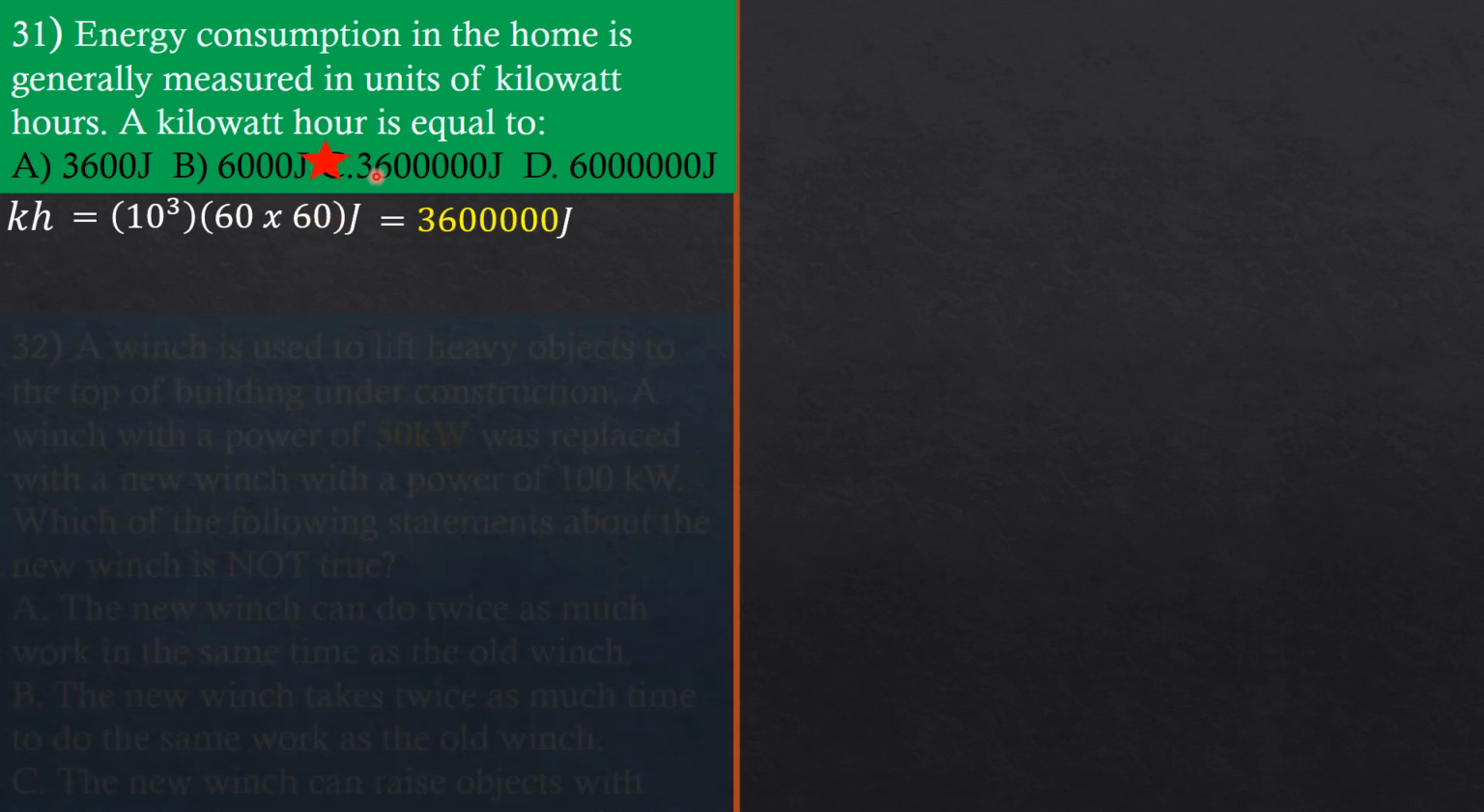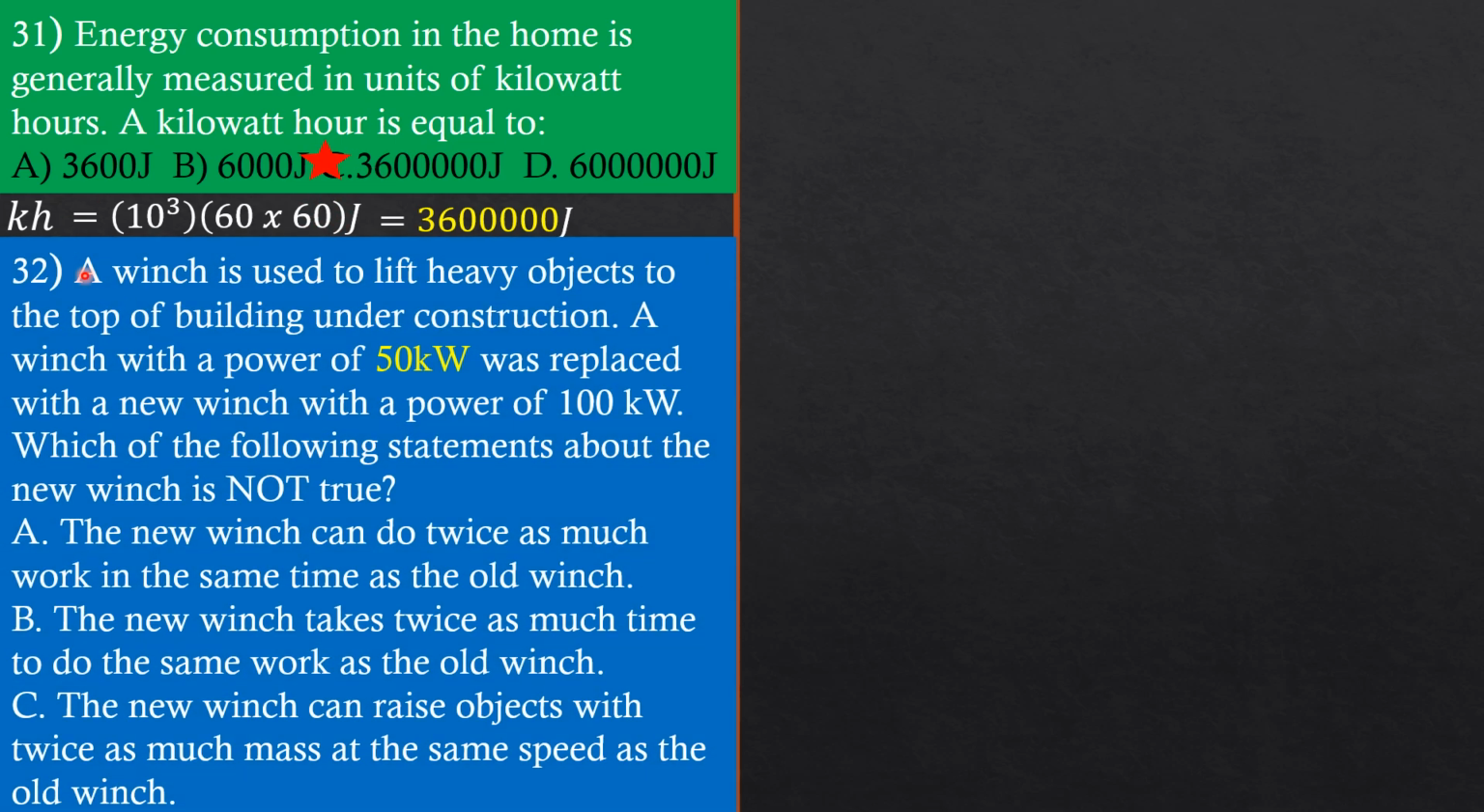Okay. Question 32, guys, says that a winch is used to lift heavy objects to the top of a building under construction. A winch with a power of 50 kilowatts was replaced with a new winch with a power of 100 kilowatts. Which of the following statements about the new winch is not true?